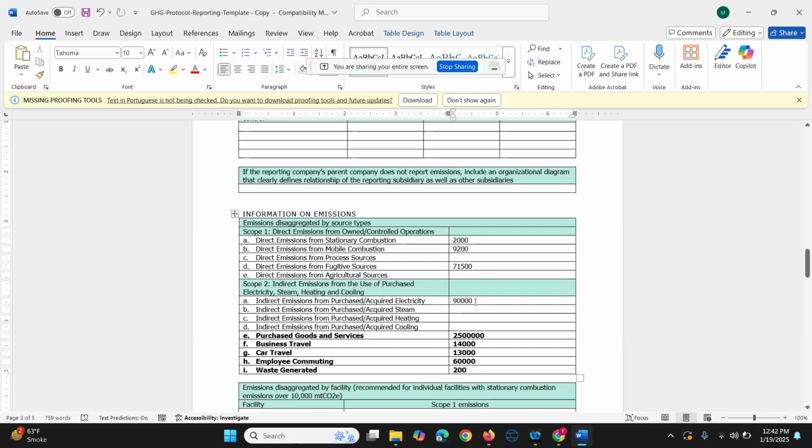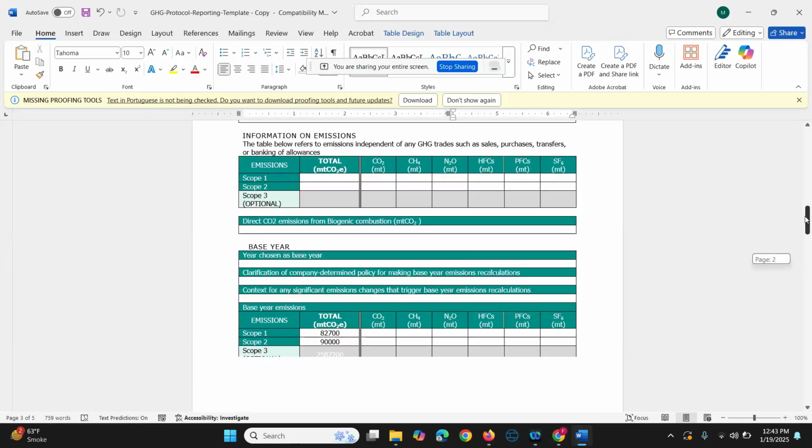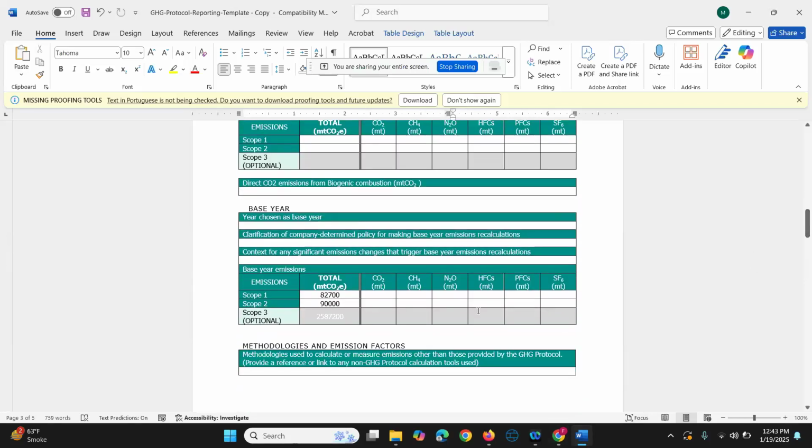The ones in bold are basically scope 3, and the major contribution is the 50 lakhs that was spent. Business travel 14,000, car travel 13,000, employee computing is 60,000, and waste generation was just 200. So if we total this, these are the scope 1, 2 and 3 emissions.